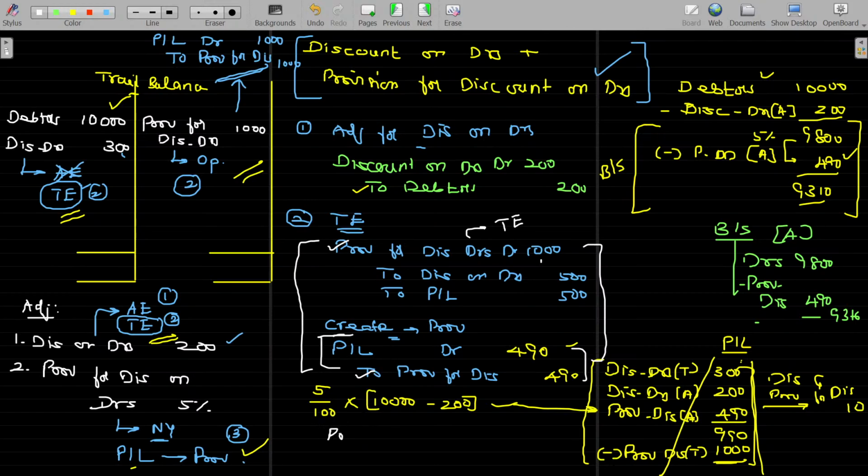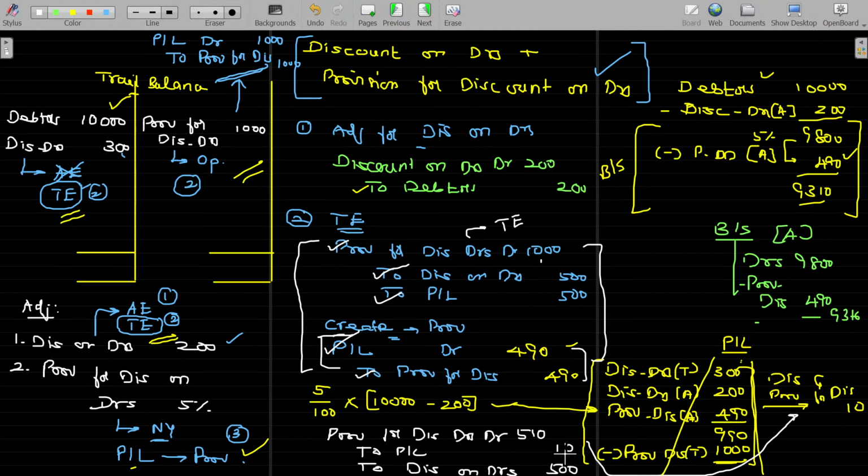So provision for discount on debtors, the value being 510. Then in the P&L account, debit side 490, credit side 500. Ends with 10 rupees on the credit side. So to P&L account, 10 rupees here. And discount on debtors, on the credit side we have 500 rupees. Now verify. This will be the ultimate value. The amount supposed to be credited in the P&L account being 10.